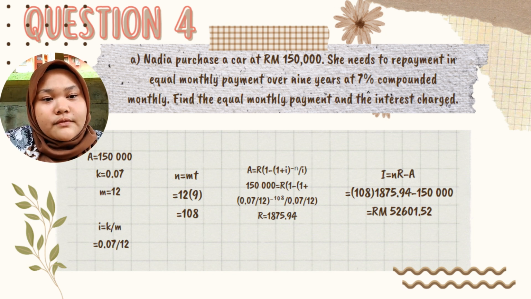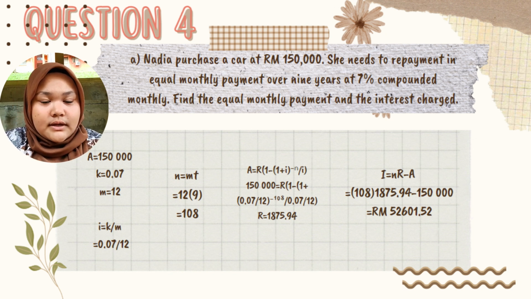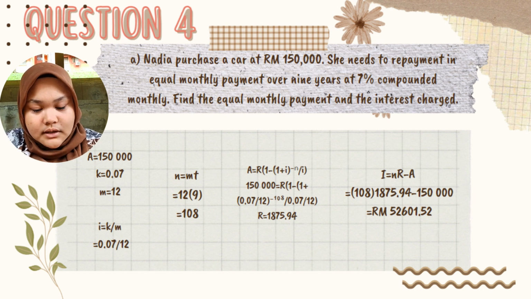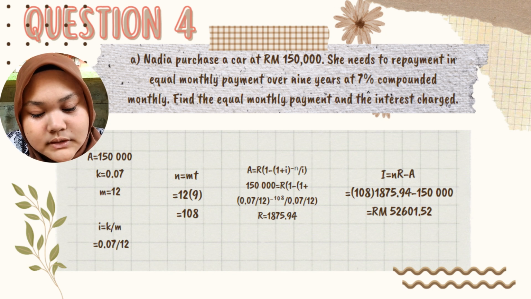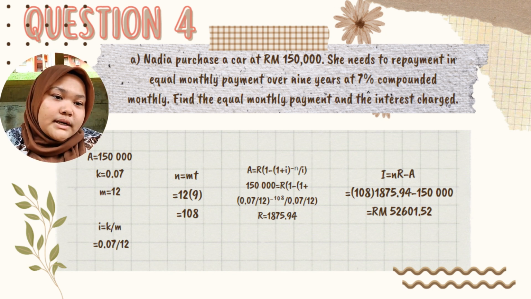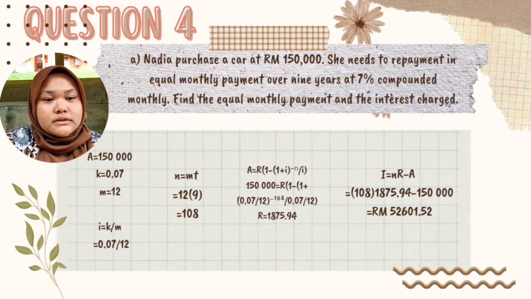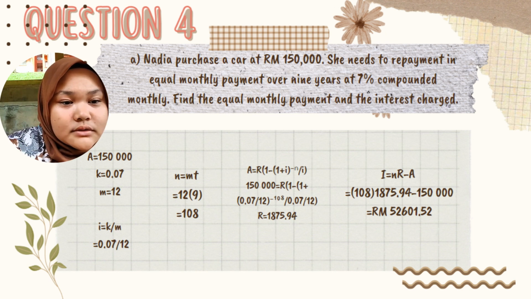Next, for I, I equals nR minus A, which is 108 times 1875.94 minus 150,000. So the answer is RM52,601.52.